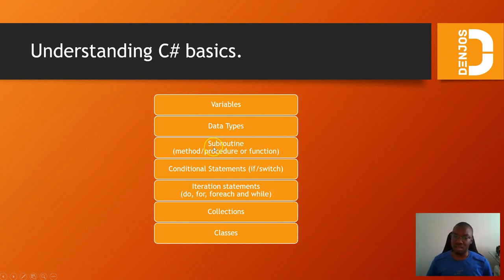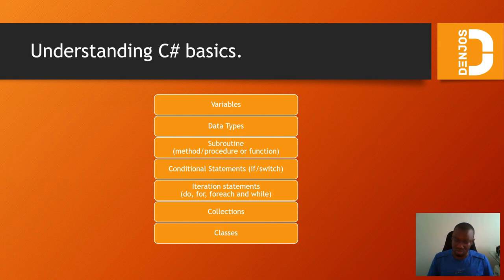A subroutine can also be named a method, procedure, or function. In C# we call them methods. When I was programming in Delphi, I realized that we used procedure. Even in VB.NET, we use function to define them as well.